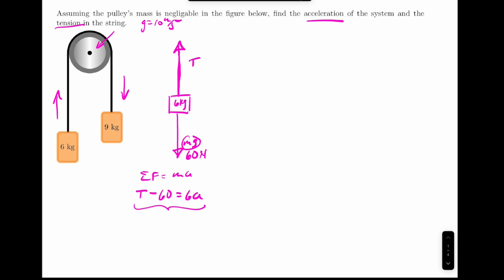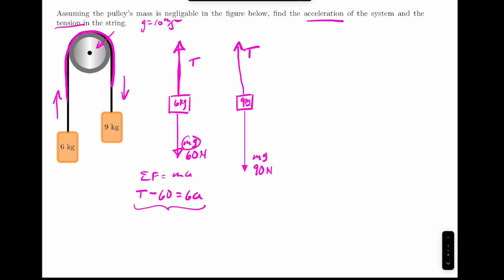Now where am I going to get that from? I'm going to get that from the 9 kilogram mass. So let's draw that. So I've got the 9 kilogram mass. Now it's going to have a downward force also of mg, but in this case mg is going to be equal to 90 newtons because the mass is now 9. And the tension, now this is what I want to talk about. The tension going up is still going to be tension. It is the same rope, so it's going to have the same tension going through it.